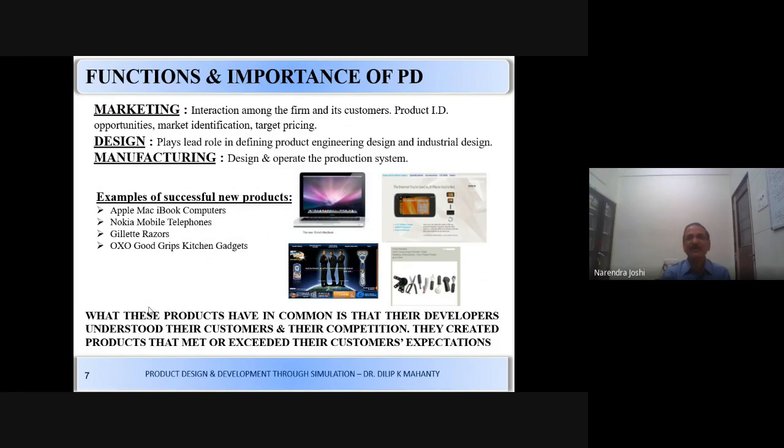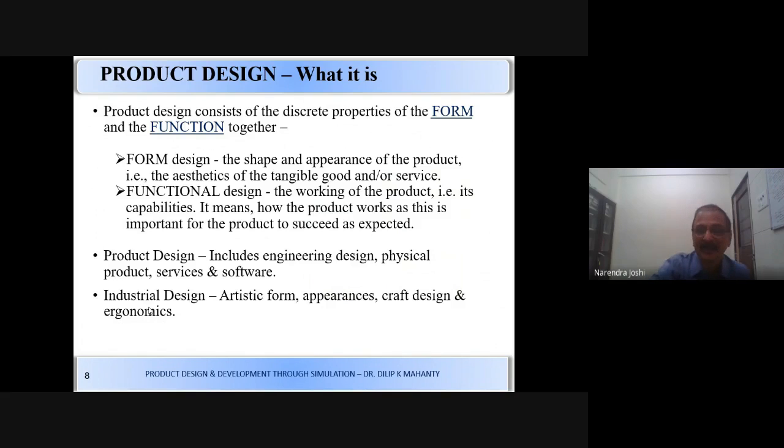I've given examples of 4 or 5 products: the Apple computer, the Nokia mobile, which redefined the whole concept of telephone, cell phone concepts, Gillette razors, and kitchen grips. What they have in common is the developers understood the customers and their competition, both. So they created products that met or exceeded the customer's expectation. I felt that I should have good viewing or good computing capability, but I got much better than that. It has exceeded my expectation.